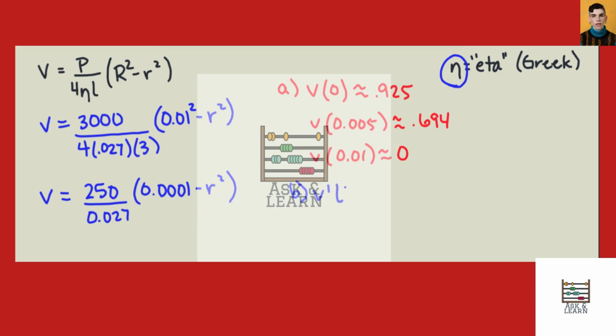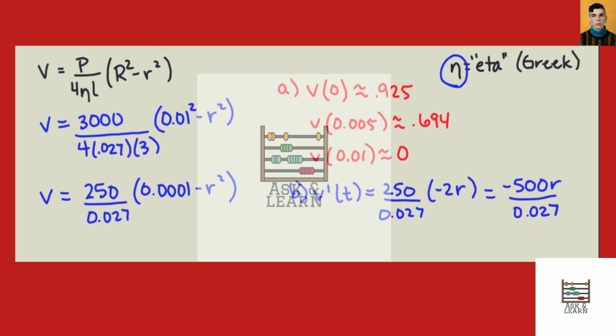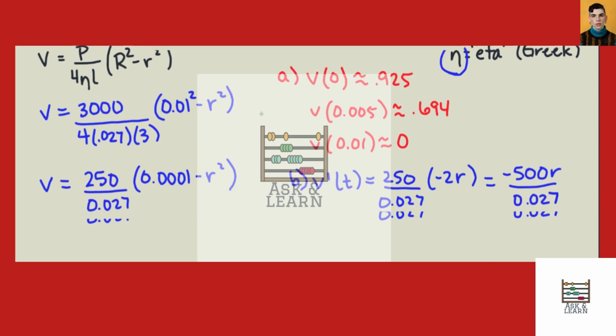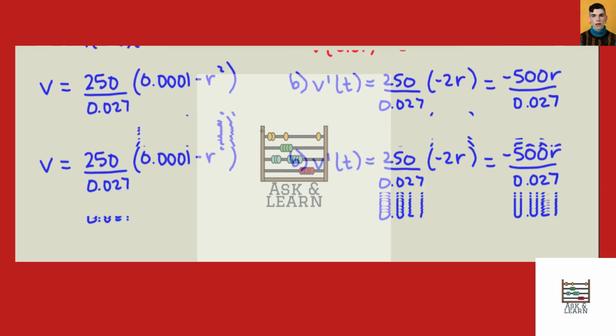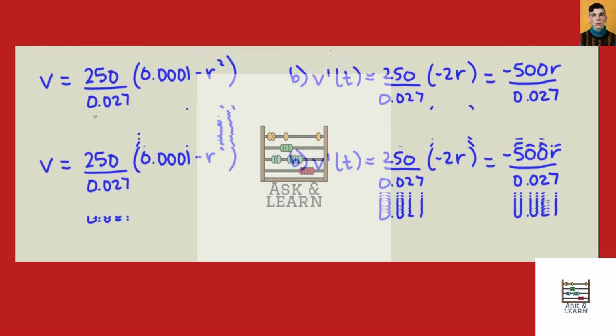Okay, so the derivative of this, we can leave the constant there, and we'll multiply by the derivative of the inside function, and that's going to be negative 2r. And we could simplify this if we want to. This is negative 500r over 0.027. So then we're going to go ahead and substitute the various values of r in there, starting with r equals 0.